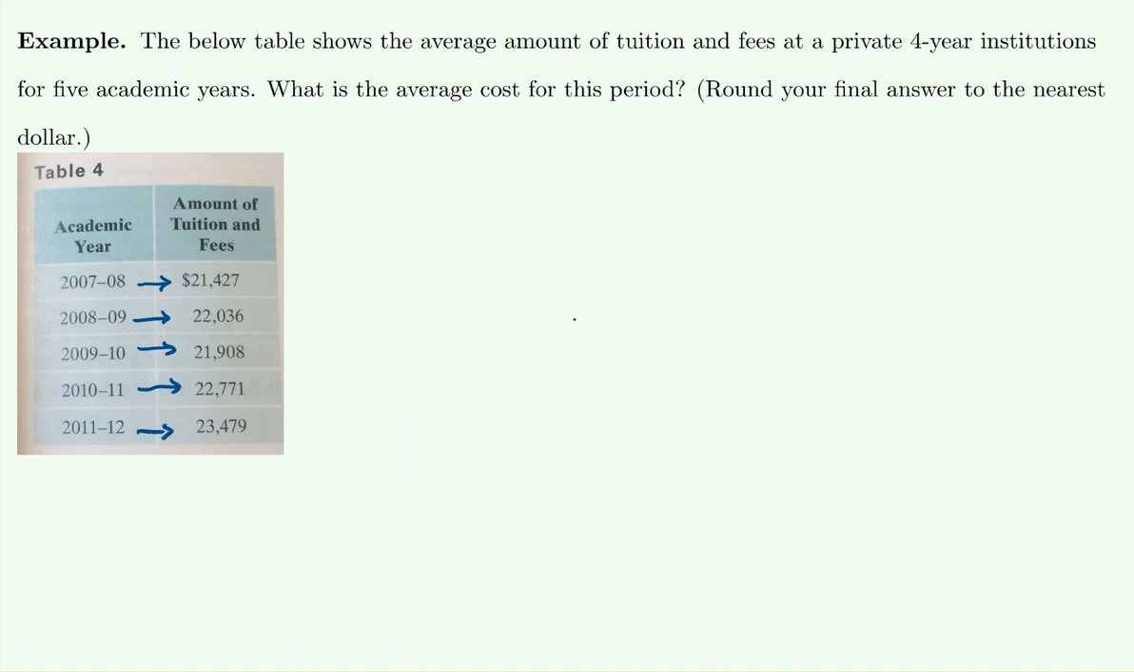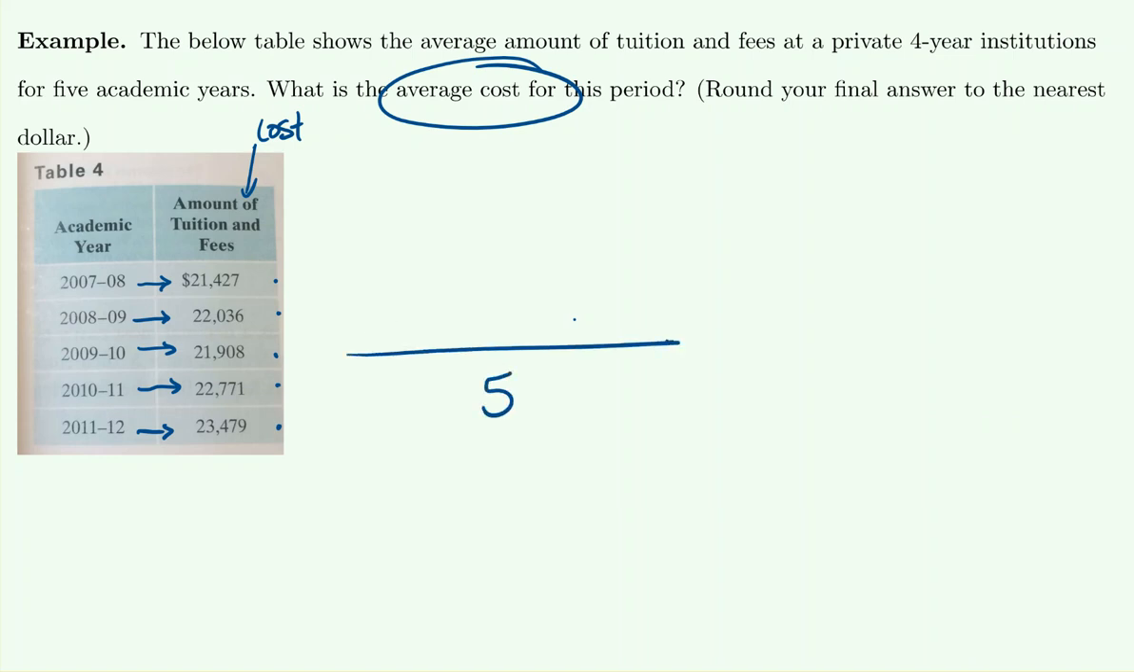And we're asked specifically about the average cost. Now, since this table is the cost, we're just asking to find the average of this table. With average, you would always add all the values and then divide by how many values you counted. So there's 1, 2, 3, 4, 5. So we are going to add all the values and then divide by 5.